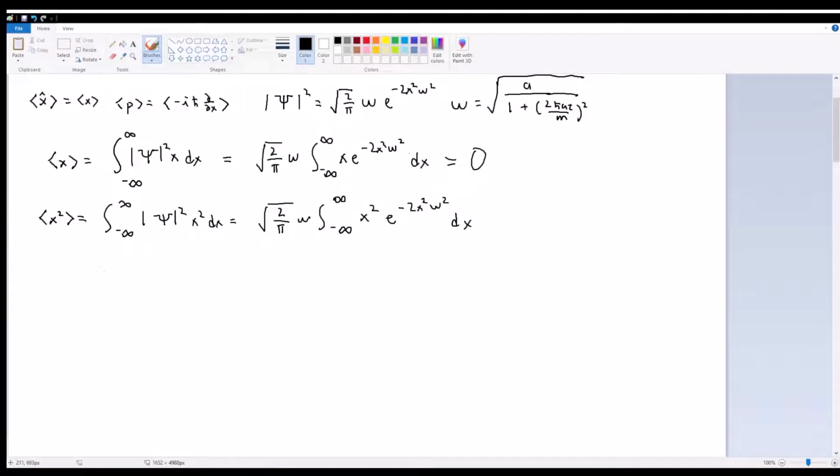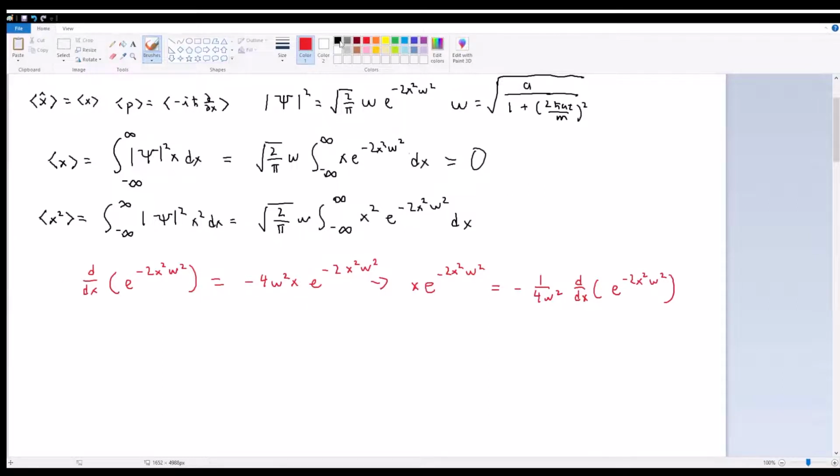So recognize the fact that d by dx of e to the negative 2x squared omega squared is equal to negative 4 omega squared times x times e to the negative 2x squared omega squared. So what this implies is that x e to the negative 2x squared omega squared is equal to negative 1 over 4 omega squared d by dx of e to the negative 2x squared omega squared.